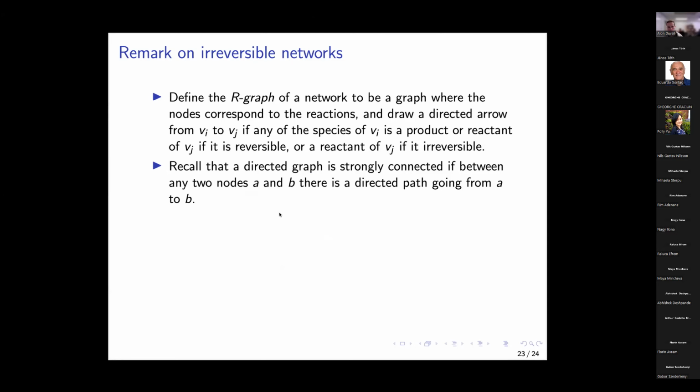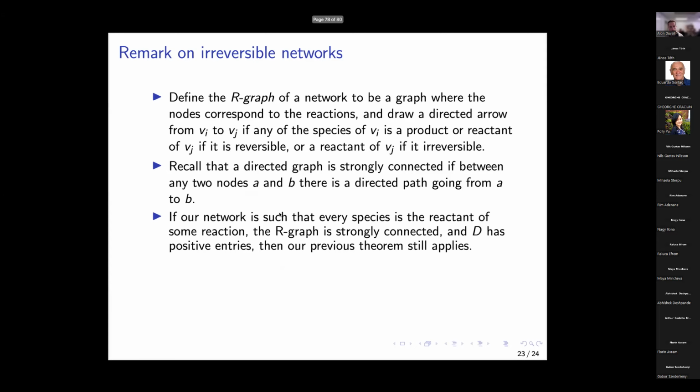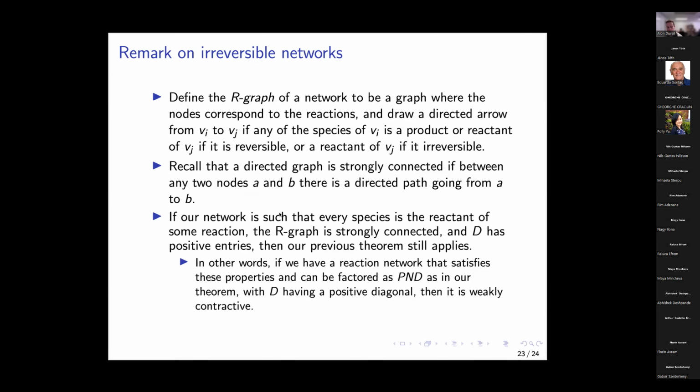And we recall here that a graph is strongly connected if there's always a directed path, following the arrows, between any two nodes A and B. With two additional assumptions, that this R graph is strongly connected and that the matrix C has positive entries, we can still apply our previous theorem. To be more precise, if we have a reaction network with possibly irreversible reactions that can be factored as P and D again, where D has a positive diagonal, and the R graph is strongly connected, then we're still weakly contracted.